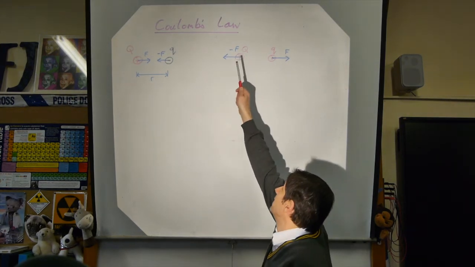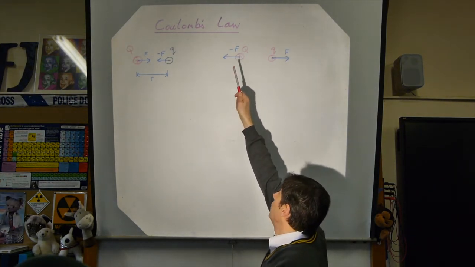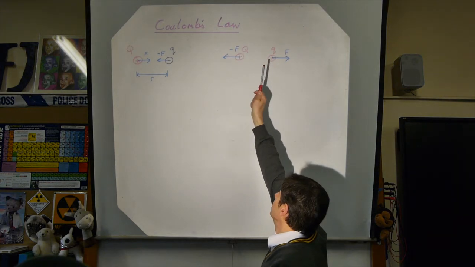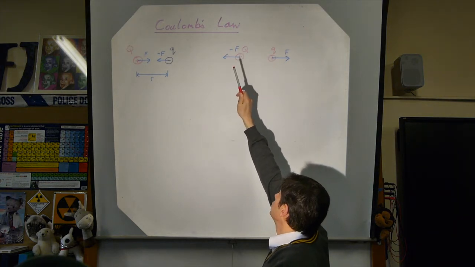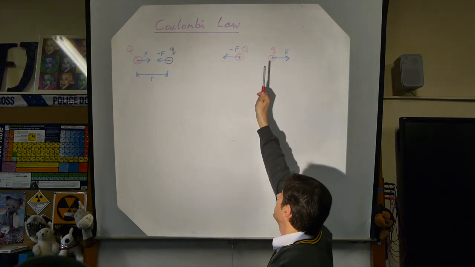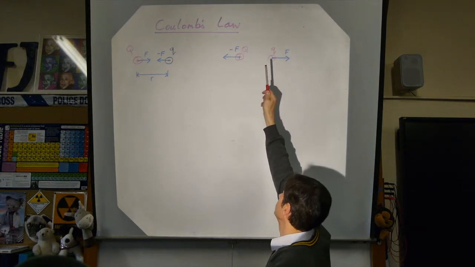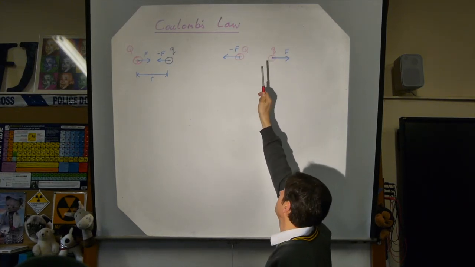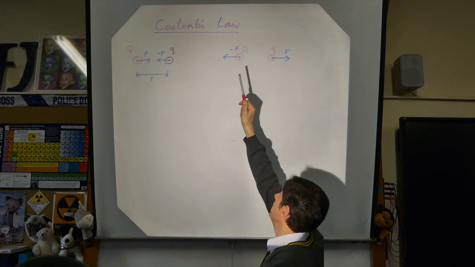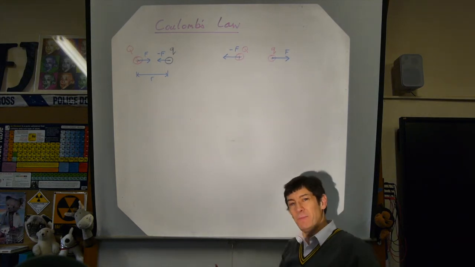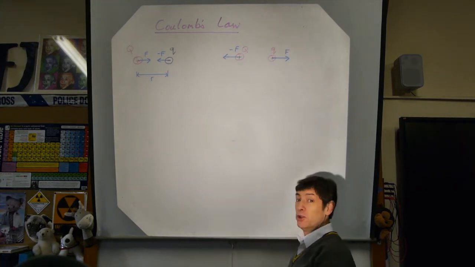If this is a big charge, and that's a little charge, this big charge won't push on that one much because it's a little charge. But if this is a little charge and that's a big charge, this little charge is not capable of pushing on that one very hard. So I hope I've justified why the forces are equal and opposite.